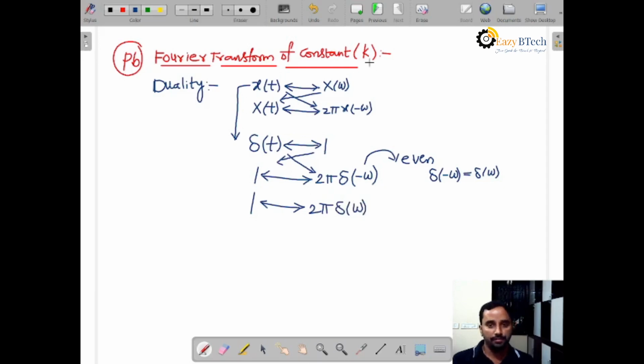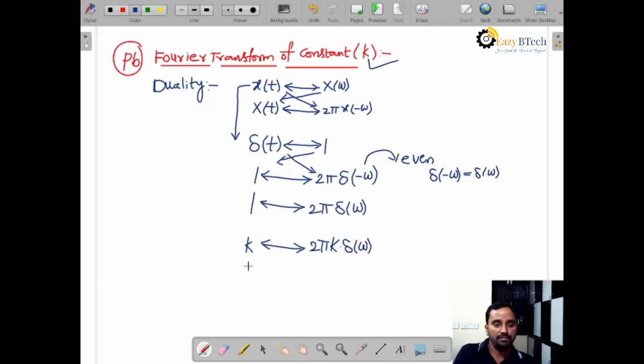We want the Fourier transform of k. So in the place of 1 I am taking k. The Fourier transform of k becomes 2 pi k delta of omega. If k is equal to 1, it is 2 pi delta of omega. If k is k, it is 2 pi k delta of omega.